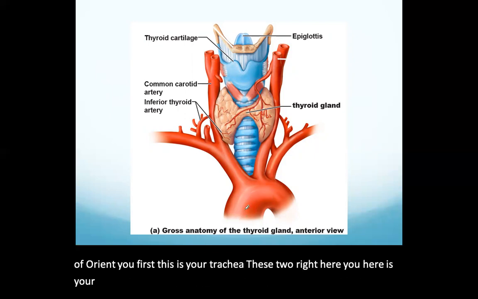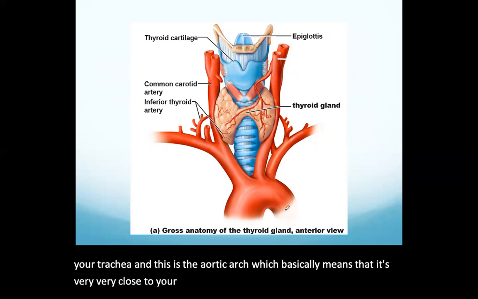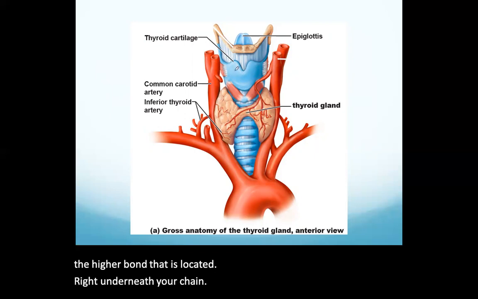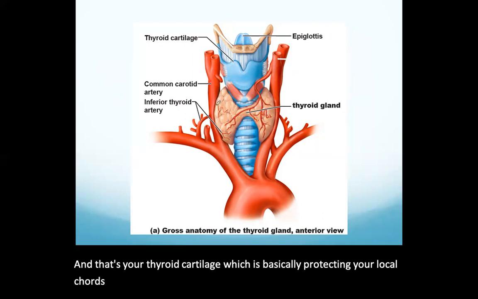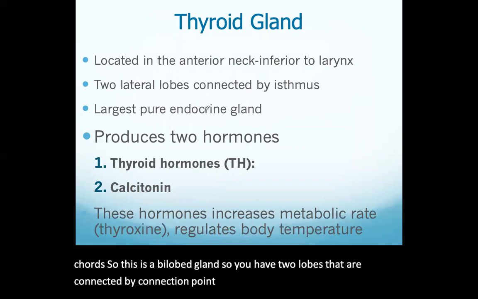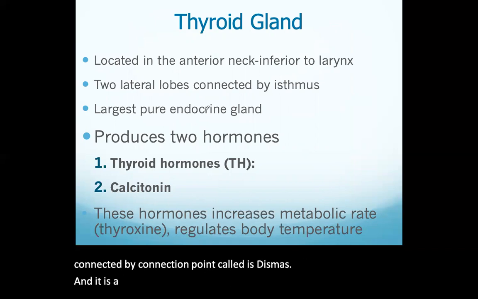This is the aortic arch, which basically means that it's very close to your heart. It's superior to your heart. This is the hyoid bone that is located right underneath your chin. And that's your thyroid cartilage, which is basically protecting your vocal cords. So this is a bilobed gland. You have two lobes that are connected by a connection point called the isthmus. And it is the largest pure endocrine organ that we have in our body.